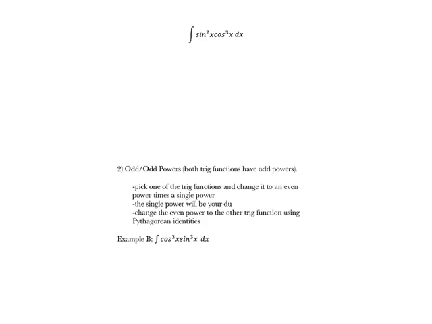So that means that I want a single power of sine. So I'm going to break this down into cosine cubed x times sine squared x times sine x dx. The single power is my du, so I know du is sine x dx. And that would mean that u is cosine x.